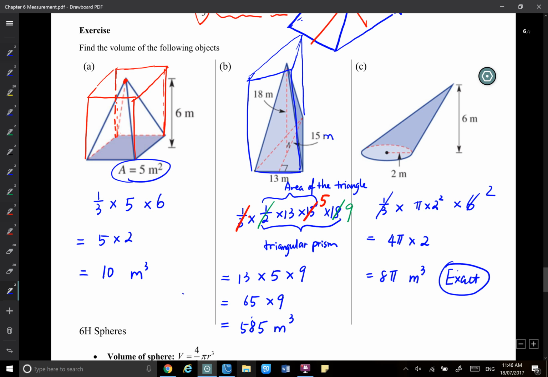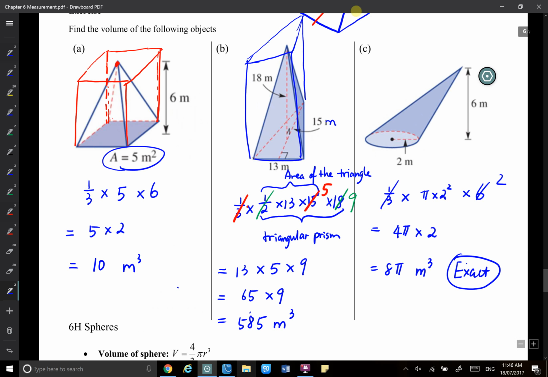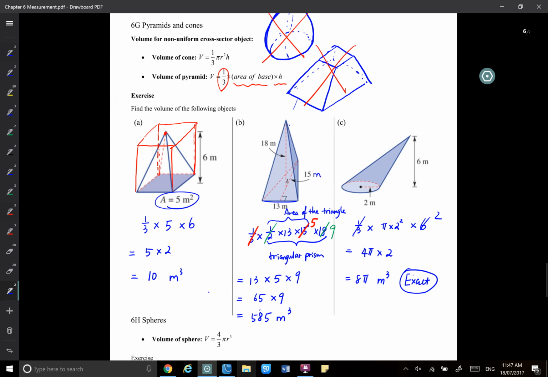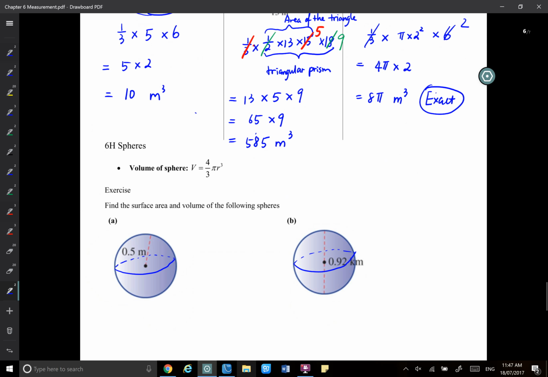Okay, next one. We finished how to calculate that type of object's volume. And the last formula we'll learn is the volume of a sphere. Okay, what's the surface area of a sphere?